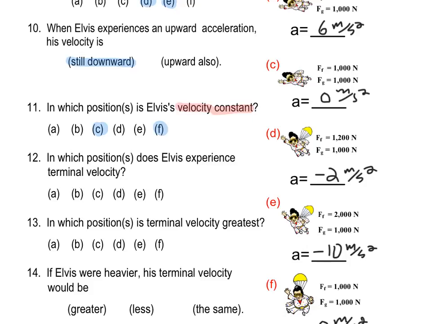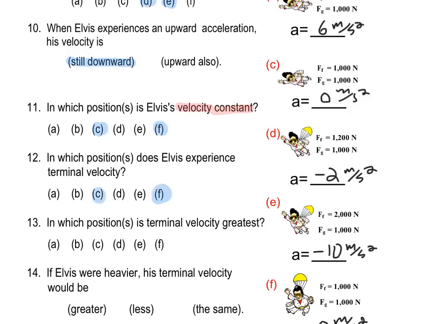Number 12 asks about when Elvis is going to experience terminal velocity. If you remember from first unit, terminal means end. So that is the velocity that somebody who's in free fall is going to feel once the air resistance matches the weight. And they will coast at that velocity depending on how much mass they have until they eventually get hit by some other new force or one of the forces goes away. So, in this case, terminal velocity is felt when the force of friction equals the weight, and again, that happens at positions C and F.